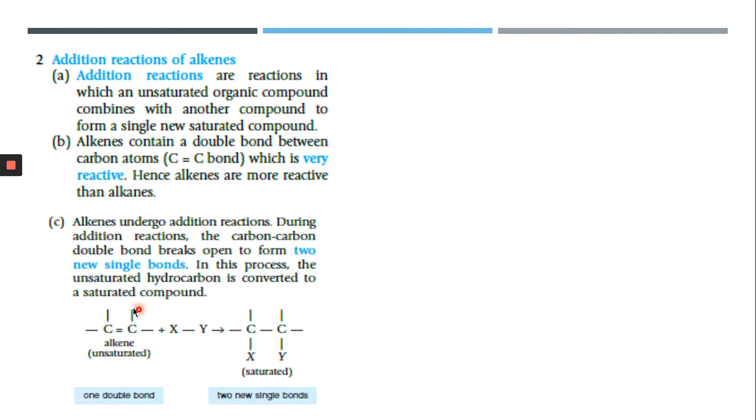Okay, this one is alkene. Alkene unsaturated disebabkan this double bond is very reactive. Hence, this one is the reactant. If kita tambah any reactant, then this double bond is broken. Hence, form new product. This one is the new product and it is saturated. No more double bond, only single bond.